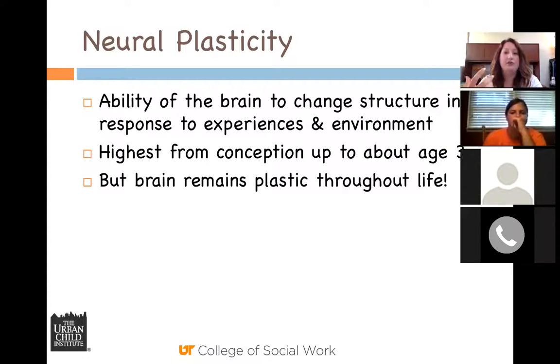Moving on to neuroplasticity. Again, I'm just going over some of the key things from this unit. This is the ability of the brain to change in actual structure, which then results in behavior. The structural change happens in response to your individual and social experiences and your environment. The time when we say you're most plastic is from conception up to about age 3, but your brain remains plastic throughout life. The second most plastic period is adolescence, which many of you I'm sure covered in your CTE.